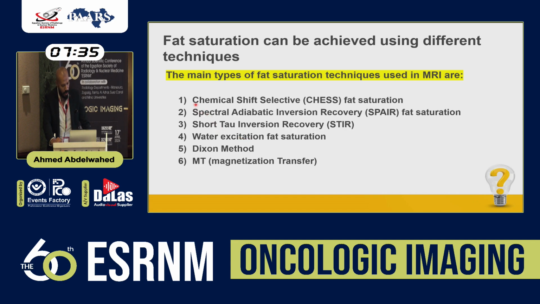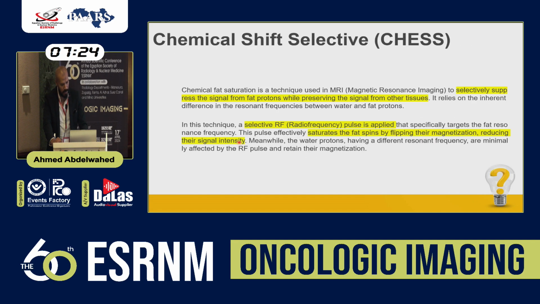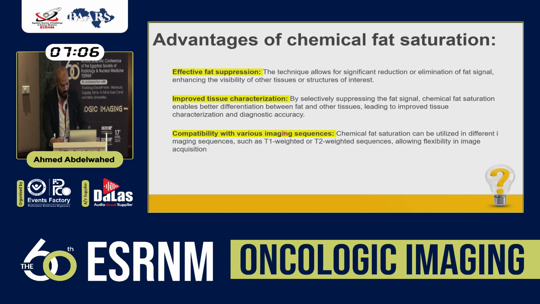Currently, we are using one of these six techniques for fat suppression: either CHESS or the chemical shift, SPAIR, STIR, water excitation, the Dixon method, or magnetization transfer. For the chemical shift, we selectively suppress the signal from the fat protons while preserving the signal from other tissues. This is done by selecting the RF pulse for the fat, then saturating the fat spins by flipping the magnetization, reducing the signal intensity, and leaving the signal intensity of other tissues unaffected.